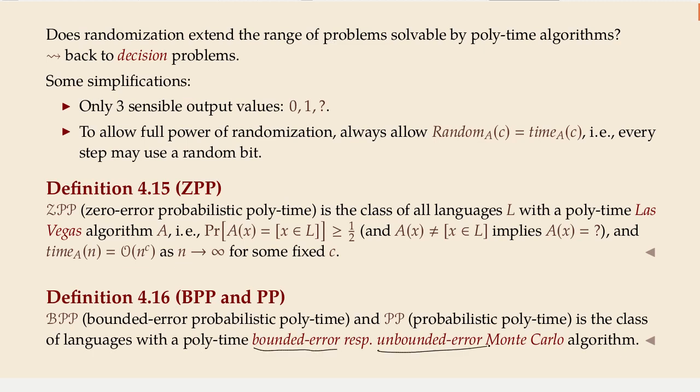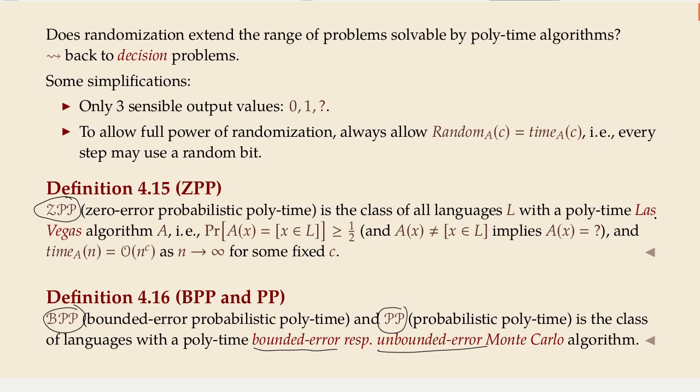And for these three types of algorithms, we defined corresponding classes of problems that are exactly the decision problems, so languages in the formal sense, that have an algorithm from this category with a worst case running time that's polynomial in the input size, as usual for classes that end with a P. So in all cases, the P stands for poly time. And then CPP was zero error probabilistic poly time. That was for Las Vegas methods.